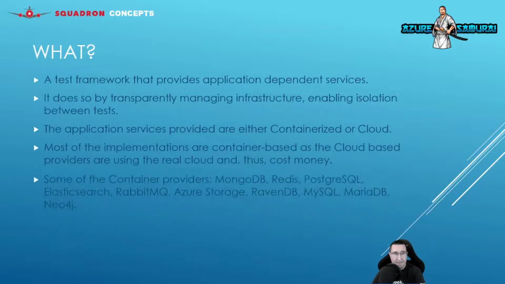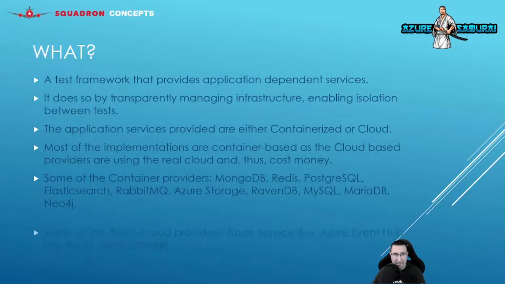Some of the providers are services like Redis, Elasticsearch, Azure Storage, and others are simulating databases. In fact, for MongoDB, for example, it has a real MongoDB on a container that exposes a MongoDB. So we have RavenDB, MySQL, MariaDB, Neo4j, etc. And some of the Azure cloud providers are Service Bus, Event Hub, Key Vault, Azure Storage, and some more are in the making. Also, to be clear, this is just for .NET and XUnit.